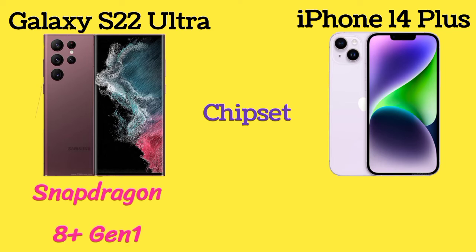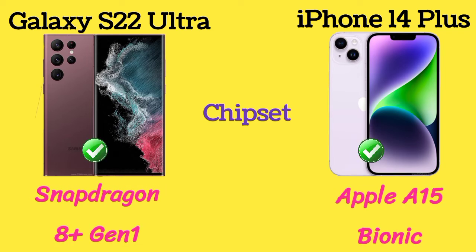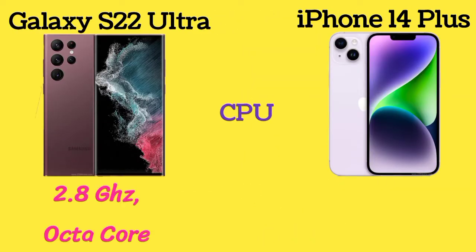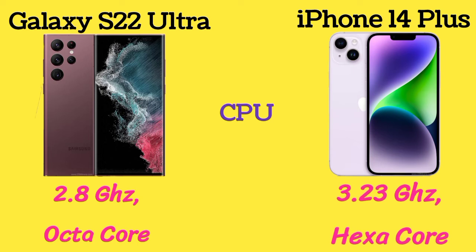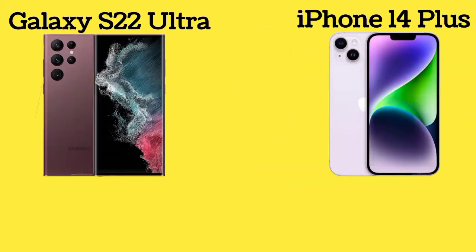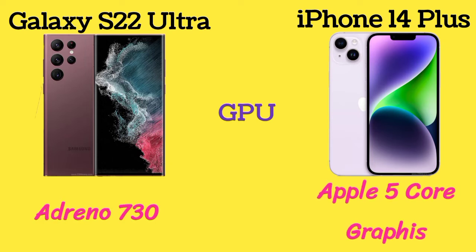S22 Ultra has Snapdragon 8 Plus Gen 1 chipset and iPhone 14 Plus has Apple A15 Bionic chipset. Here is the CPU process of Galaxy S22 Ultra vs iPhone 14 Plus. S22 Ultra has Adreno 730 GPU and iPhone 14 Plus has Apple 5-core Graphics GPU.